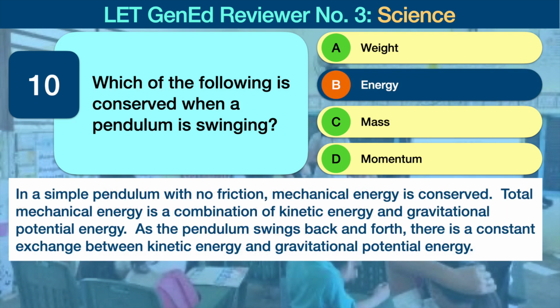The correct answer is B. Energy. In a simple pendulum with no friction, mechanical energy is conserved. Total mechanical energy is a combination of kinetic energy and gravitational potential energy. As the pendulum swings back and forth, there is a constant exchange between kinetic energy and gravitational potential energy.